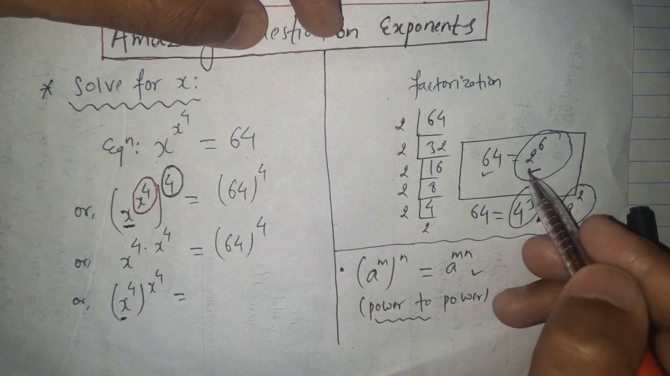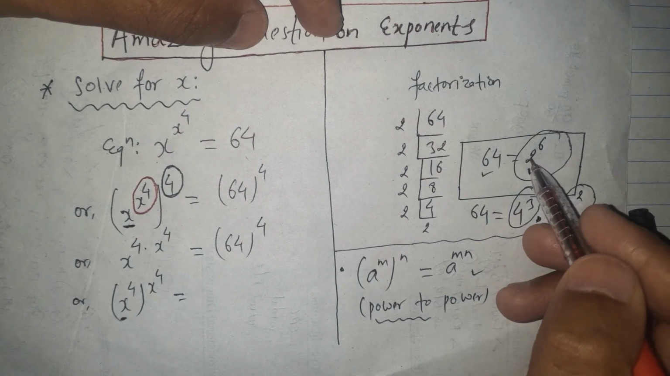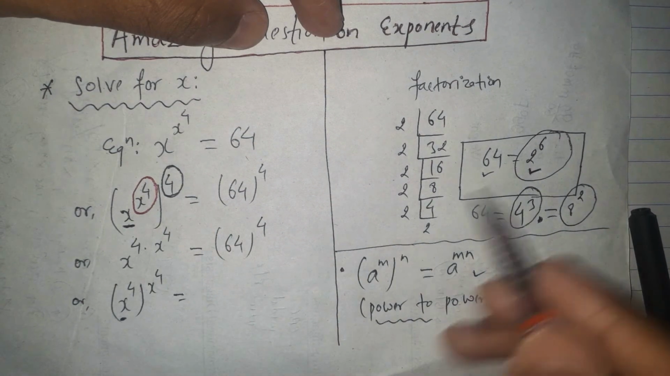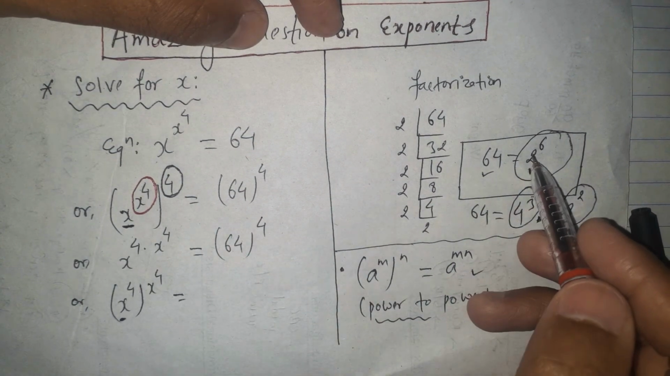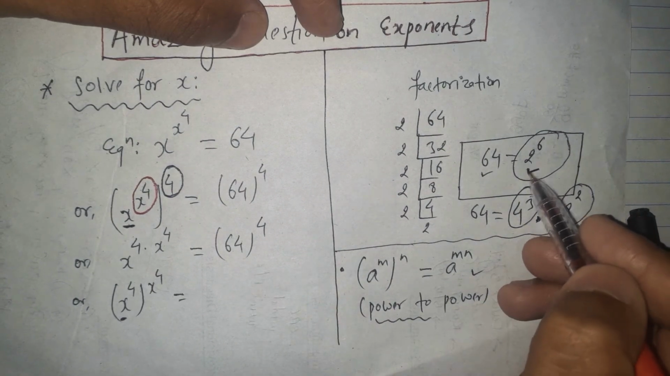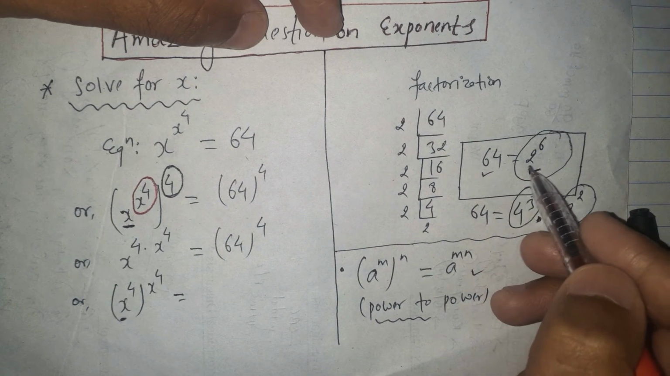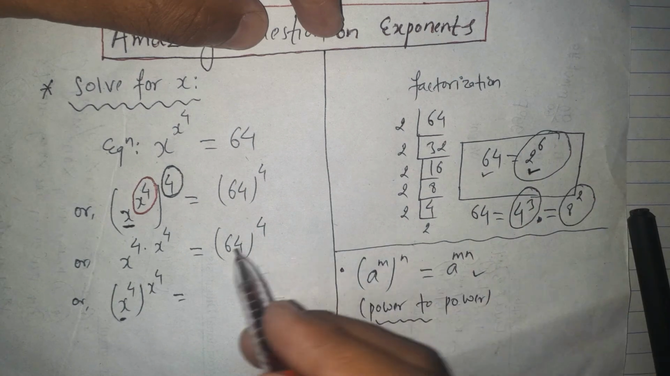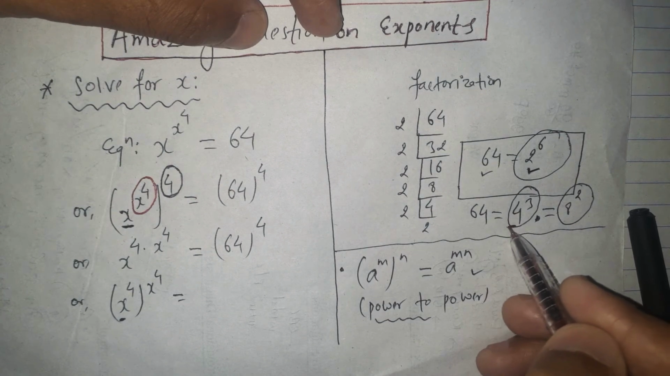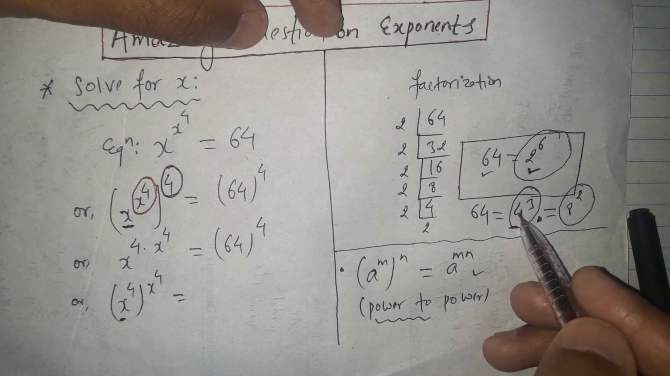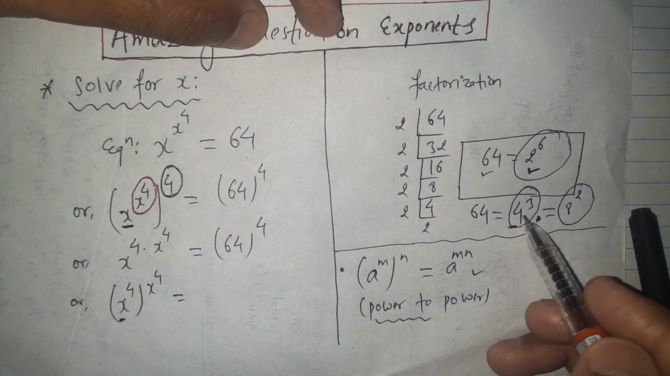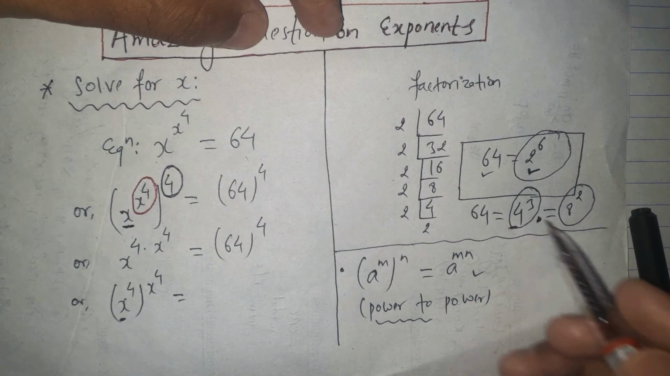So let's take the values here. If we plug in 2 raised to the power 6 in place of 64, then the base and the power will not be the same. Then let's try the other exponents. If we plug in 4 raised to the power 3 in place of 64, then the base and the power will again not be the same.